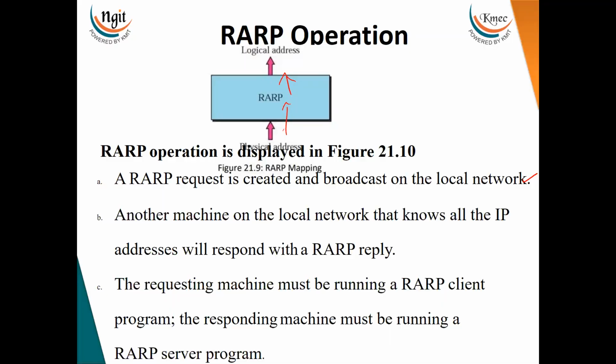A RARP request is created and broadcast to the local network. Another machine on the local network that knows all the IP addresses will reply with the RARP reply. The requesting machine must be running a RARP client, and the responding machine must be running a RARP server program.